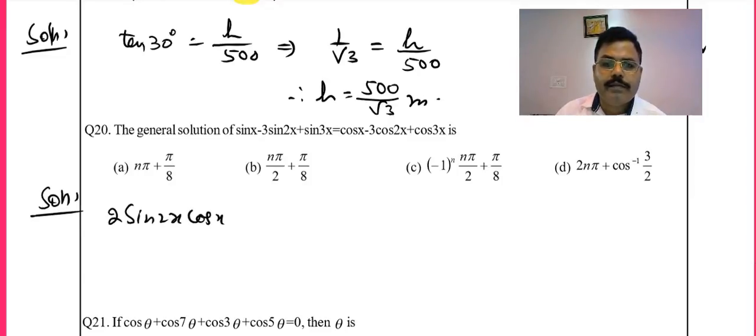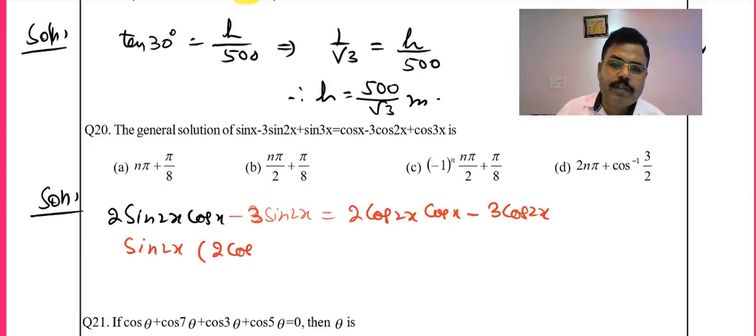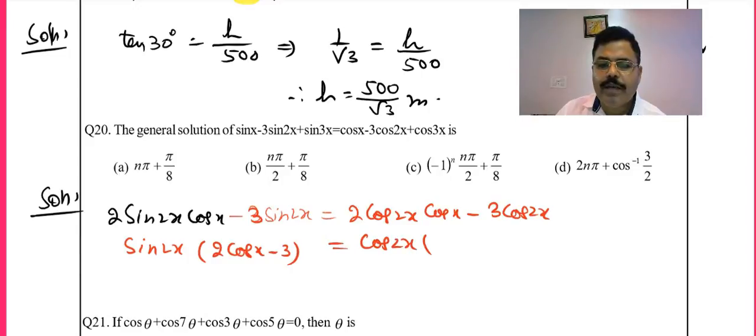So this is minus 3 sin 2x. Again, I can take it like this: cos C plus cos D gives 2 cos 2x cos x, minus 3 cos 2x. So further it can be written as, if I take sin 2x common from this, this will be 2 cos x minus 3, and if I take cos 2x common from here, this will be 2 cos x minus 3.